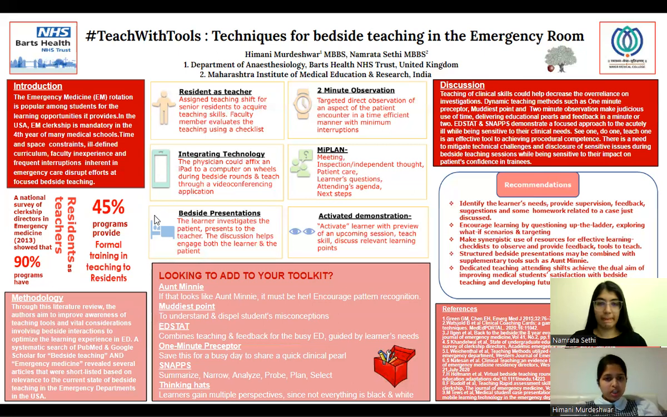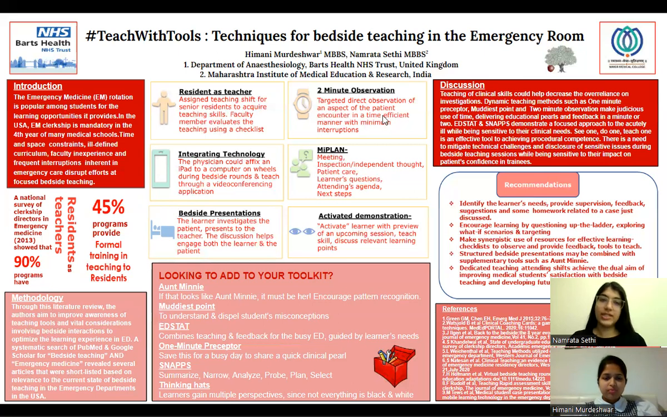Bedside presentations. This old school technique will never go out of style as its unique learner student patient dynamic makes for an immersive educational experience. With a rising focus on patient centered care, bedside presentations remain integral to medical education, but require adapting to the ED using some efficient frameworks for teaching.